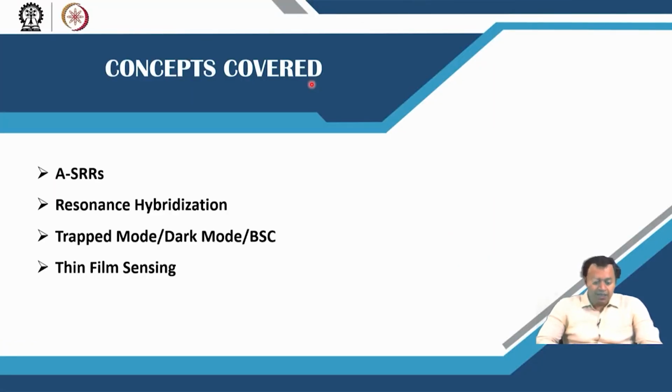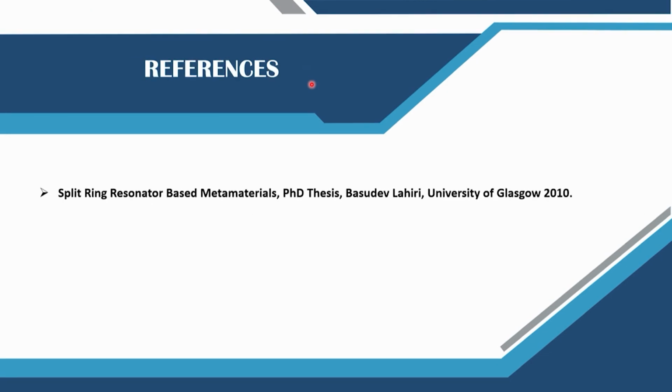So, these are basically the concepts that I tried to cover for today: asymmetric split ring resonators, resonance hybridization, trapped mode, and thin film sensing. I will discuss this in the next class as well.